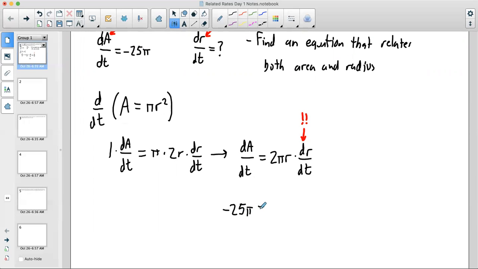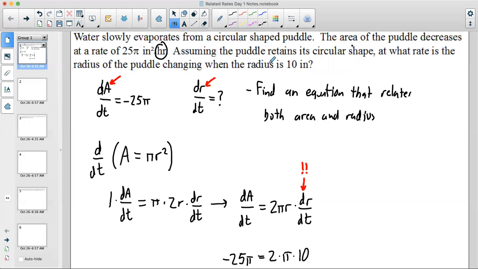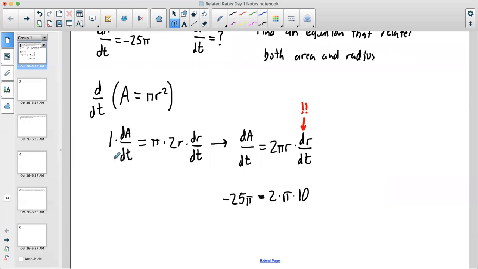Negative 25 pi equals 2 times pi times 10, because they said when the radius is 10 inches, if you go back up here, when the radius is 10 inches, times dr/dt. And I don't know what dr/dt is, but that's okay, because that's the thing I'm trying to find. So I'm just going to solve for this now.